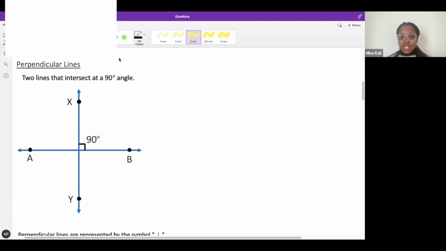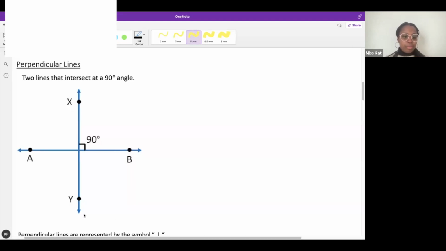Perpendicular lines, as you can see, are lines that intersect at 90-degree angles. So it is never a good idea to assume that two lines are perpendicular. You must be given some sort of information, which we'll talk about just after this. So let's look at our example here.